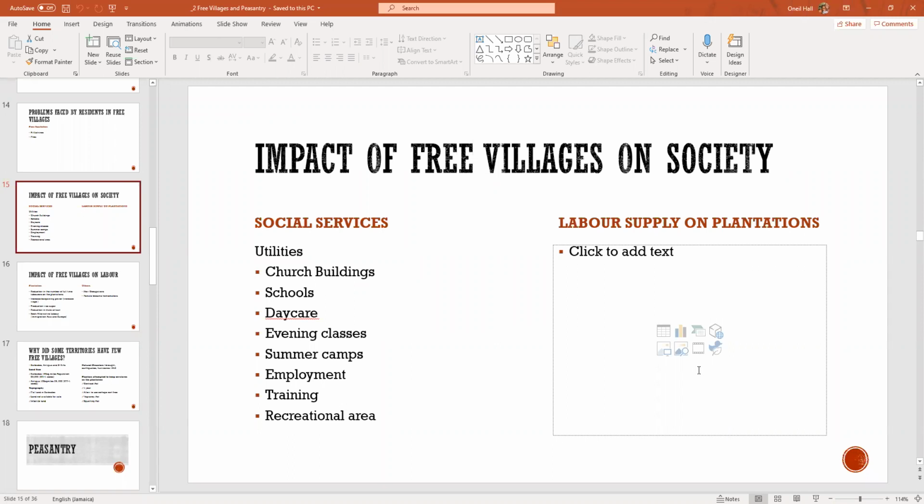So you're going to have church and school, and if you have church and school, you're going to have different programs: evening classes, reading classes, summer camps for the children, or what they call vacation Bible school, employment training. The church is going to have a lot of activity: choir, recreation, playing the guitar, the drum. So there are a lot of social services that are going to take place as a result of free villages being established. So that was one of the impacts, the social services.